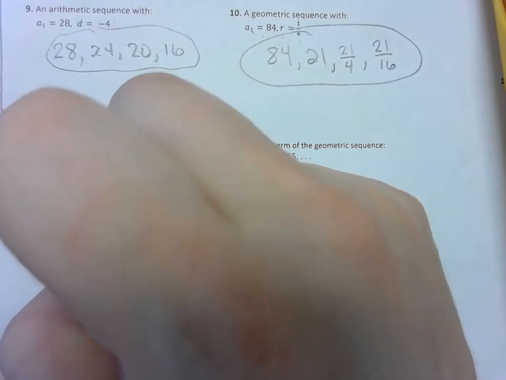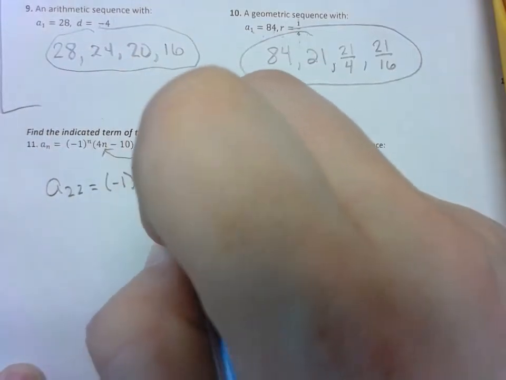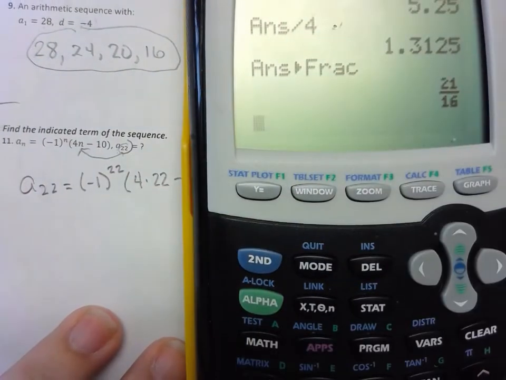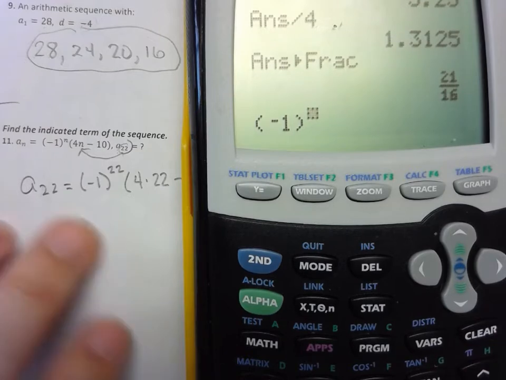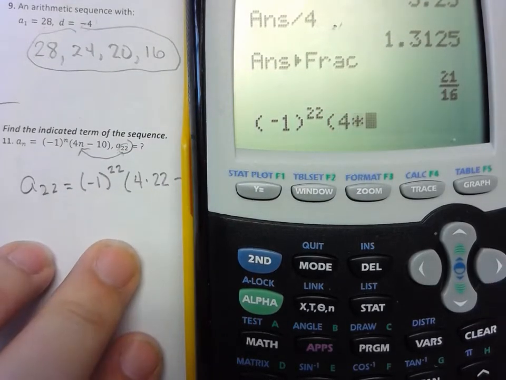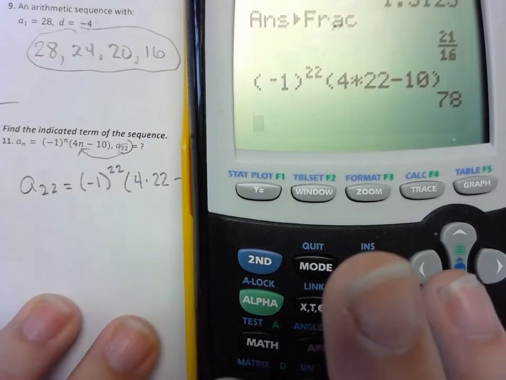So that's -1 to the 22nd times 4 times 22 minus 10. I'm just going to plug that into my calculator exactly as I see it. -1 to the 22nd, parentheses, 4 times 22 minus 10, close parentheses. And you should get 78 if you entered that in correctly.